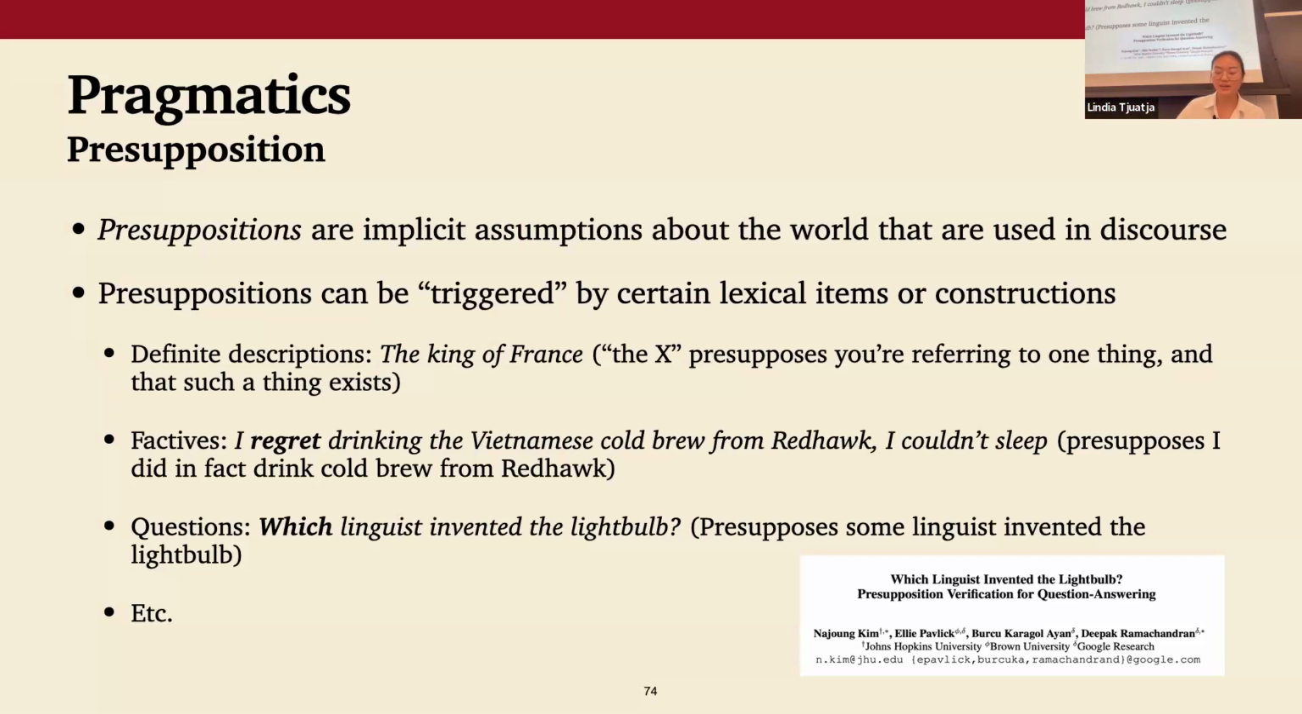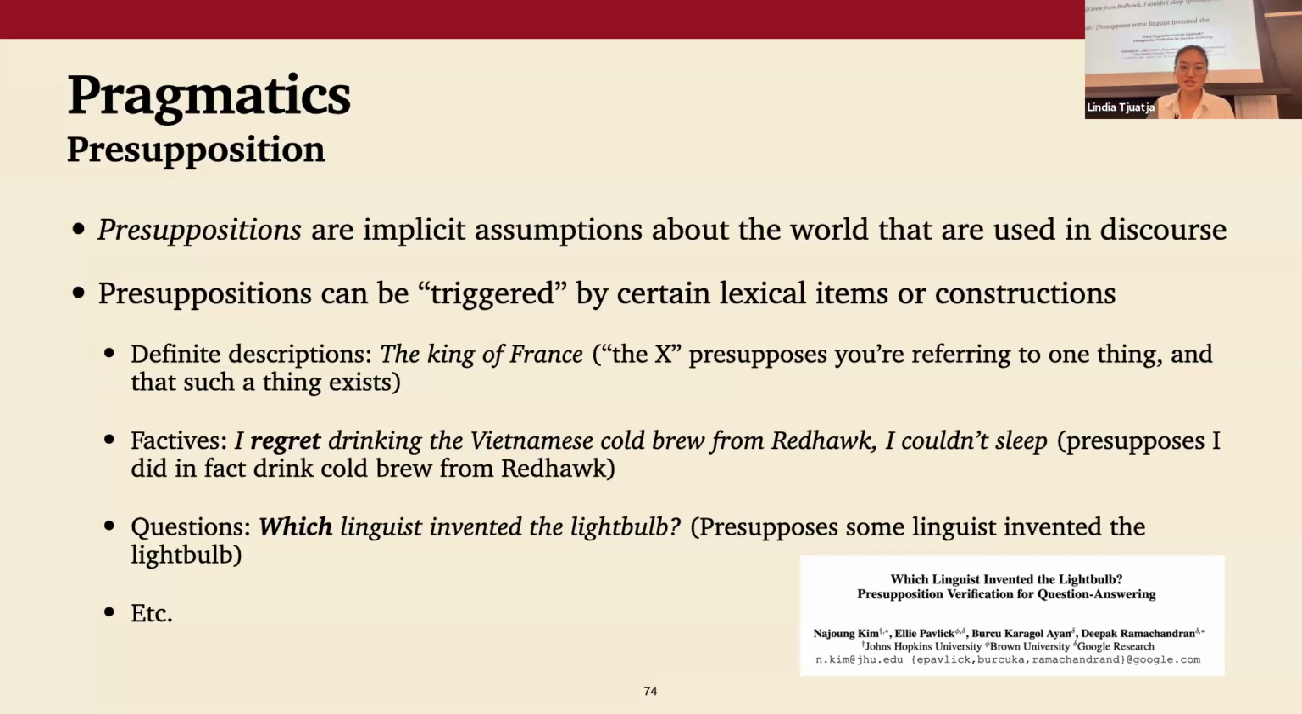subsequent information as things that are necessarily facts. So if I say something like, which is also 100% true, I regret drinking the Vietnamese cold brew from Red Hawk. I couldn't sleep. This presupposes that I did in fact drink cold brew from Red Hawk, and that did happen. But if I didn't drink cold brew from Red Hawk, then this would also have a false presupposition.